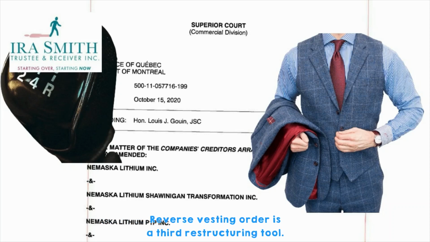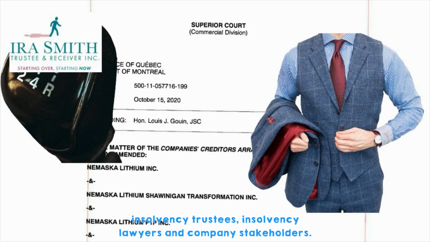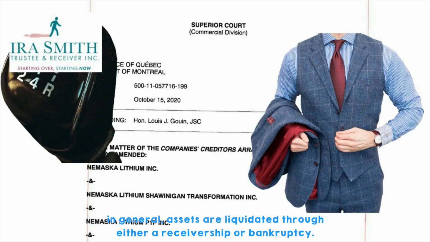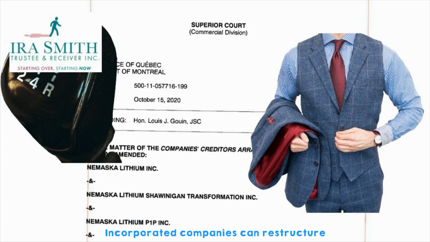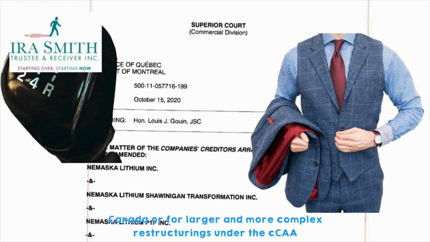Reverse vesting order is a third restructuring tool. There have traditionally been two insolvency processes available to licensed insolvency trustees, insolvency lawyers, and company stakeholders. The two are liquidating assets and reorganizing companies. In general, assets are liquidated through either a receivership or bankruptcy. Incorporated companies can restructure either under the provisions of the Bankruptcy and Insolvency Act (BIA), or, for larger and more complex restructurings, under the CCAA.